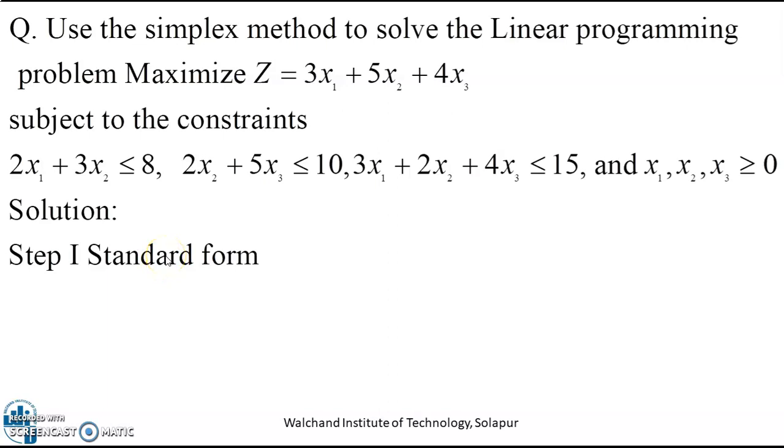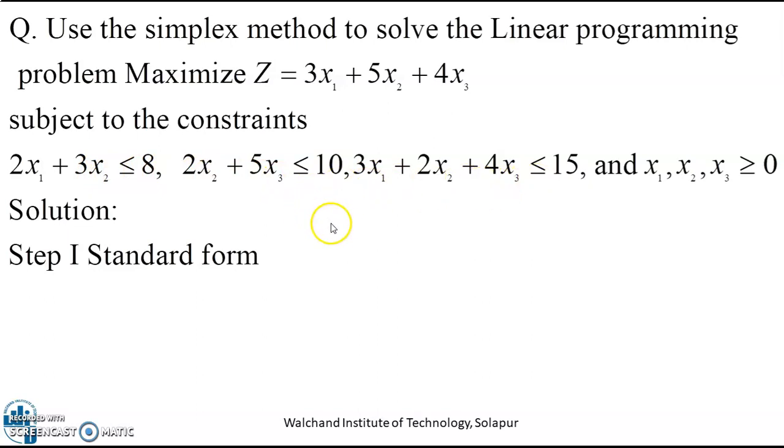Now the first point of standard form is writing the objective function in maximization type, which is already there. We can copy it as it is. The second point is writing all the inequality constraints as equality constraints by adding slack variables on the left hand side, and at the same time the right sides must be positive. Here we can see that all the right sides are positive. Simply we have to add the slack variables on the left hand side to establish the equality.